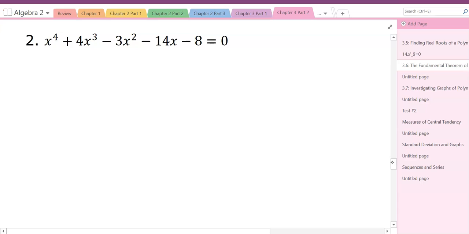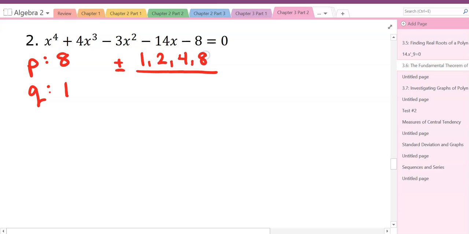Which number is going to be your P for this problem? Okay, so the 8, don't worry about the negative sign in front of it, because all of our roots are going to be plus minus. What's your Q? 1. So factors of 8 are going to be 1, 2, 4, and 8. And factors of 1 are just going to be 1. So you're just putting all of those numbers over 1, which is not going to change them. It's just going to be 1, 2, 4, and 8. Positive, negative that we're testing.